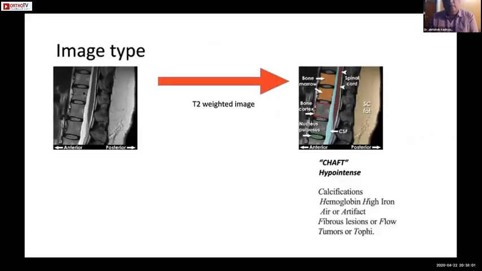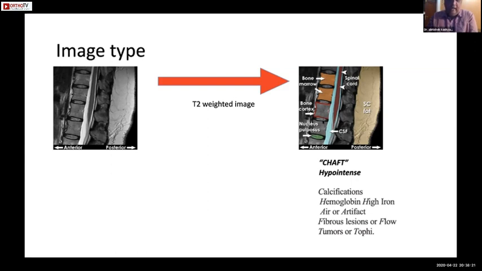Now, this is the same image of the same patient. Now a T2 weighted image, because the CSF is now white. So this is a T2 weighted image. And these are the things which are usually seen black on a T2 weighted image: calcification, hemoglobin, fibrous tissue, and tumors.